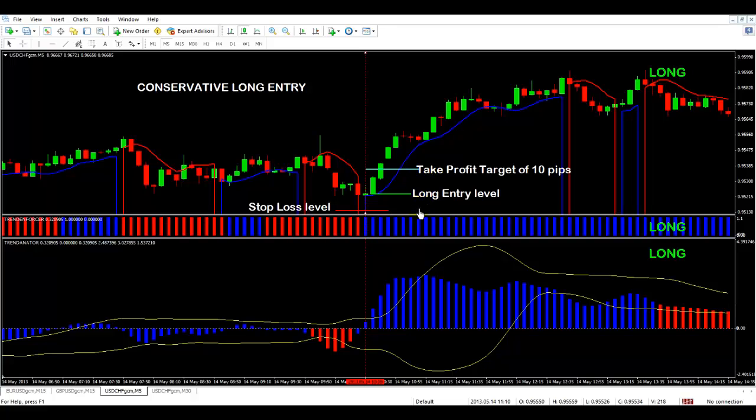Also, the profit could be maximized by monitoring the trade and closing it manually once the trend entry indicator or trend generator indicator show an opposite signal. This means that if the trend entry indicator, for example, changes its color to red, or if the trend generator indicator changes its histogram's color to red also.